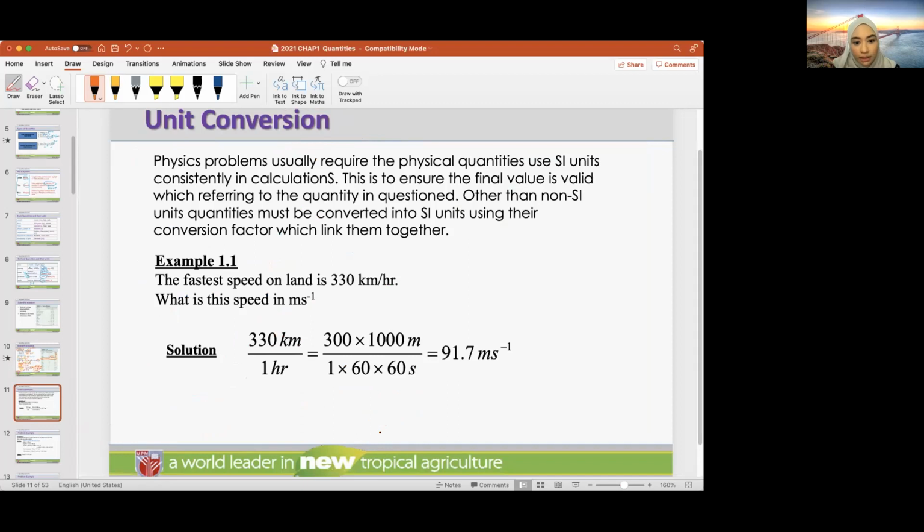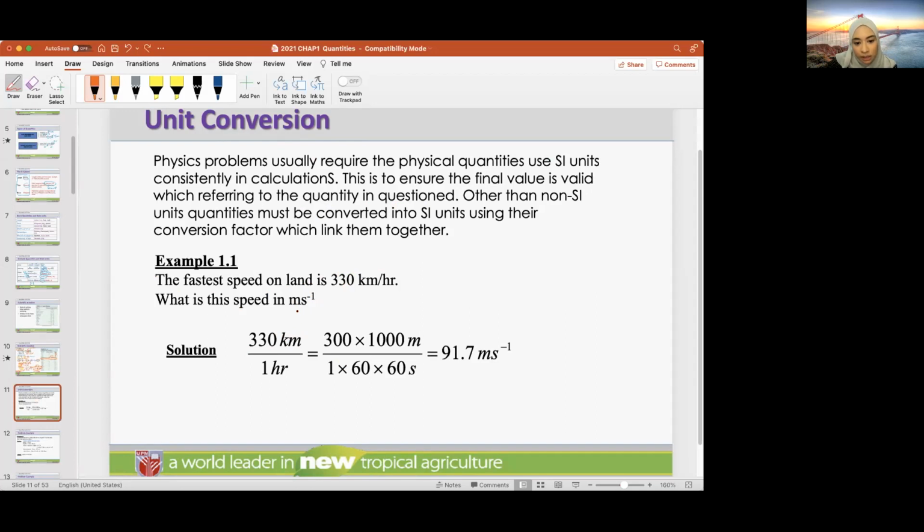Okay, so example. Physics problems usually require physical quantities. Use SI units consistently in calculations. Yes, we know this. This is to ensure the final value is valid, which is referring to the quantity in question. Okay. So example 1.1, the fastest speed on land is 330 kilometer per hour. This is not SI unit. So we want to convert this to SI unit. What is the speed in meter per second? Okay, so let's do that.